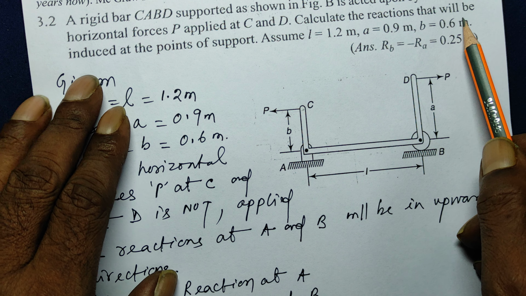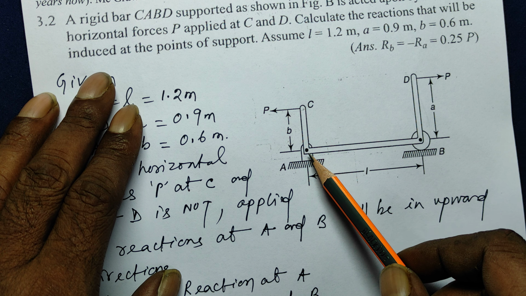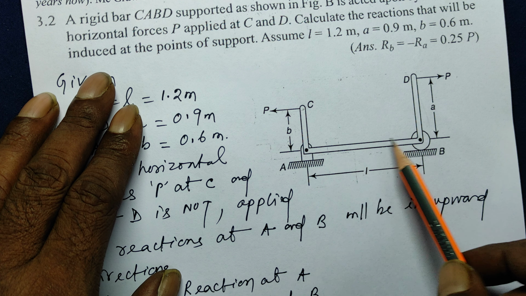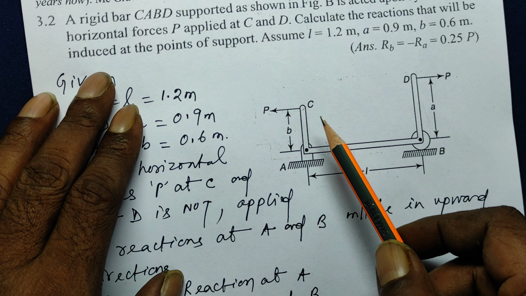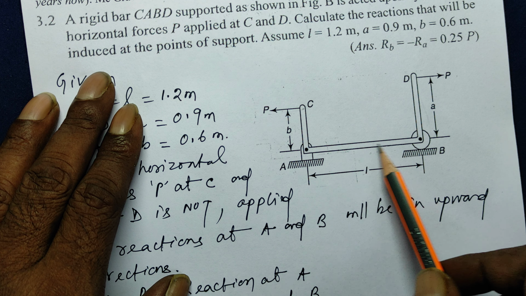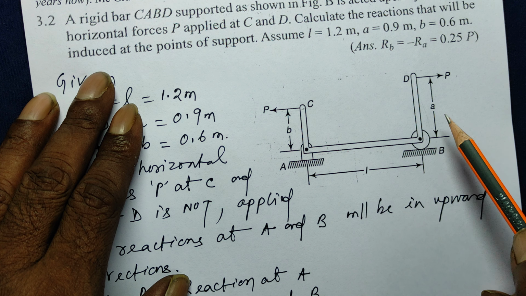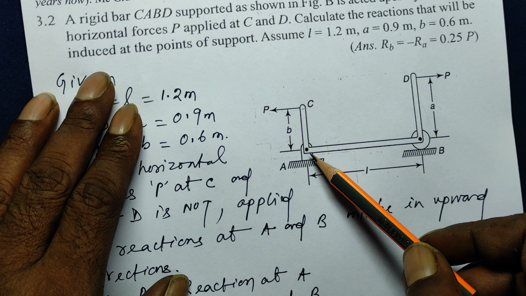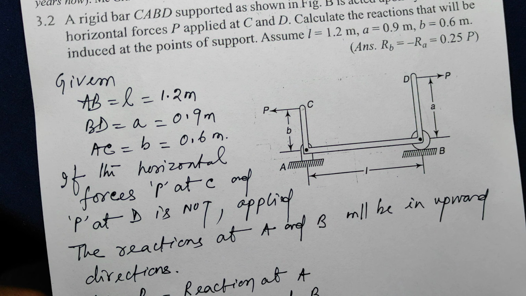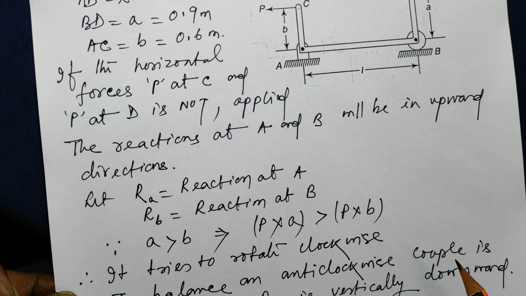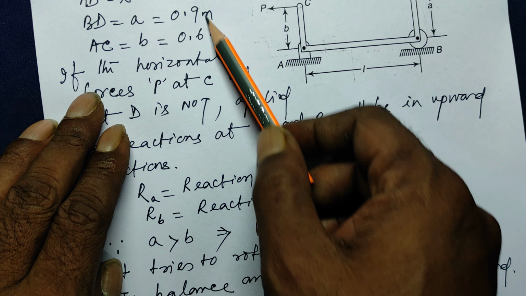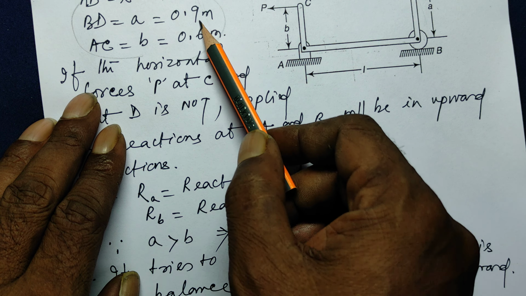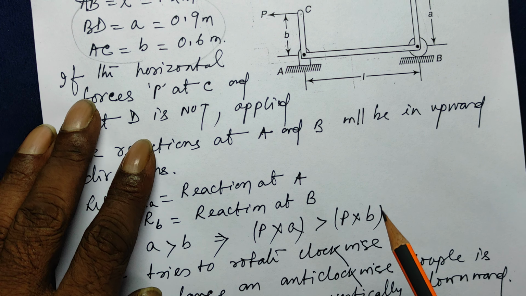Calculate the reactions that will be induced at the points of support. Here is a point of support, here is a point of support, A and B. We have to find the reaction here and here. Given that the length from A to B is equal to 1.2 meter, from B to D, that is a, is given as 0.9, and from A to C is given as 0.6 meter. So that is what I have explained here, the given data: from here to here 1.2, from here to here 0.9, from here to here 0.6 meter.